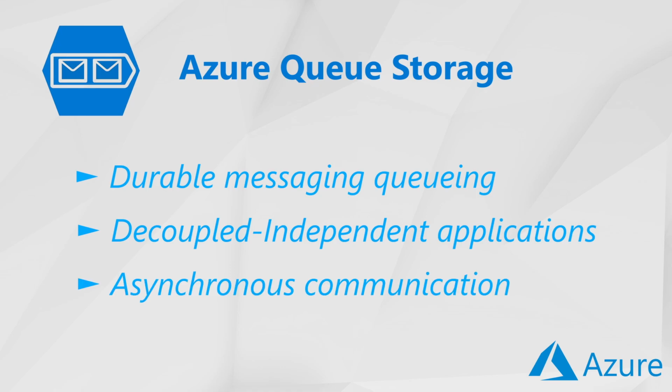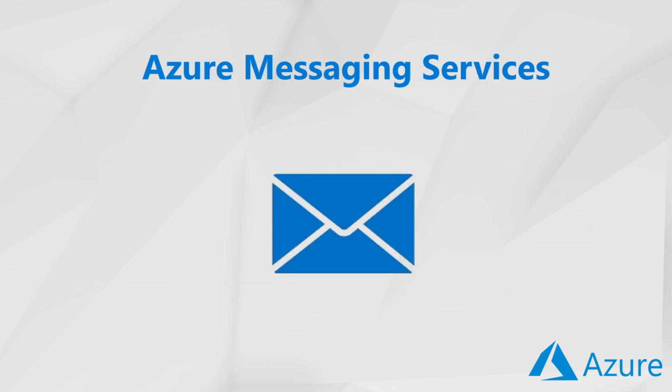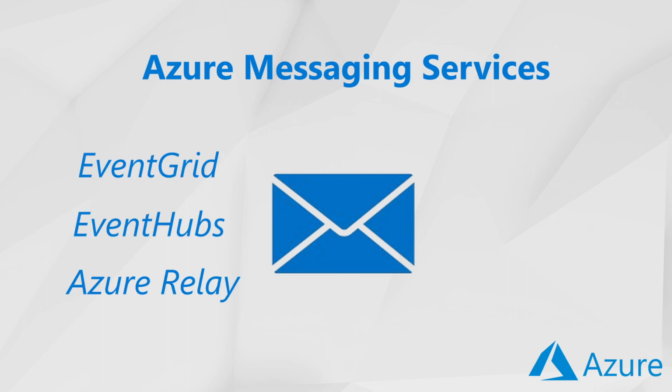It enables asynchronous communication between applications, whether they are located on premises or in the cloud. Various messaging services are available on Azure, such as Event Grid, Event Hubs, and Azure Relay. One of these, Azure Service Bus, supports message queuing but comes with different messaging features.